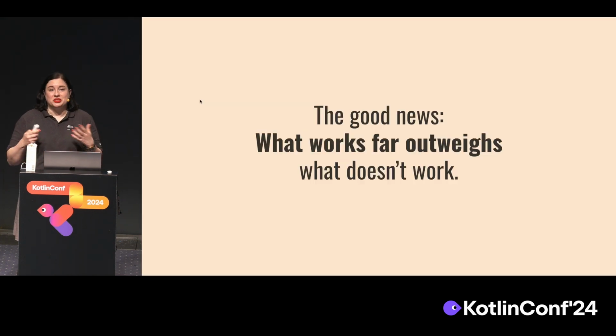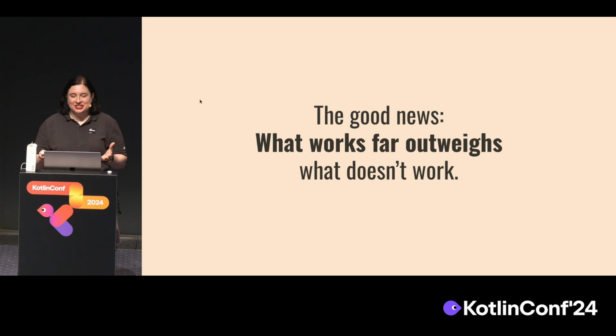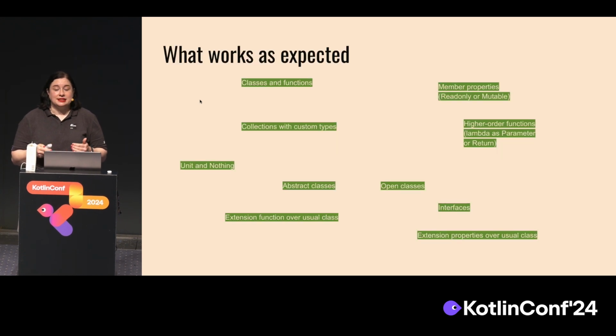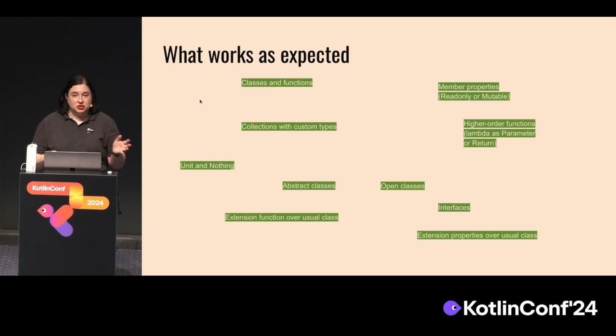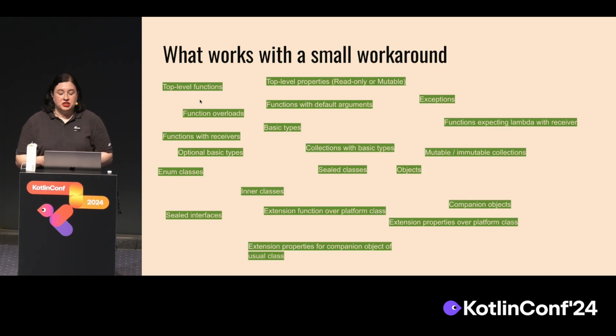But I'd like to begin with a spoiler. I'm all for the spoilers. The good news is that what works far outweighs what doesn't work or isn't supported. So let's look at what works as expected. So here I'm going to zoom through just a few of the main features, classes and functions, properties, and so on. Then what works with a teeny tiny small workaround, by far the biggest category.